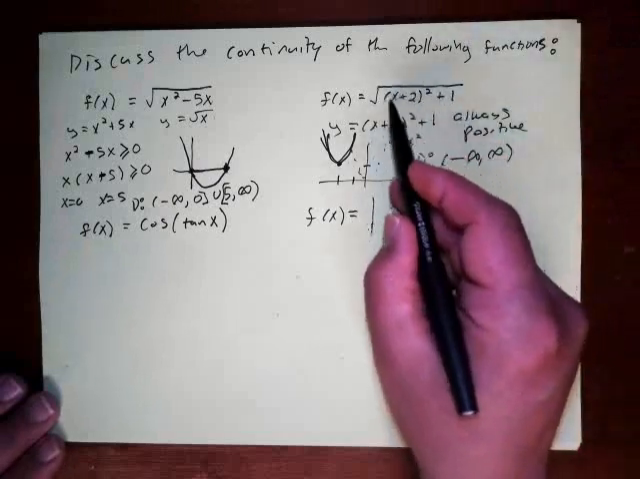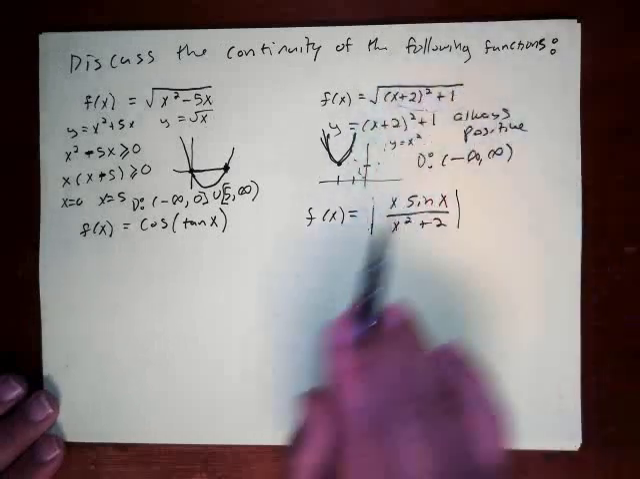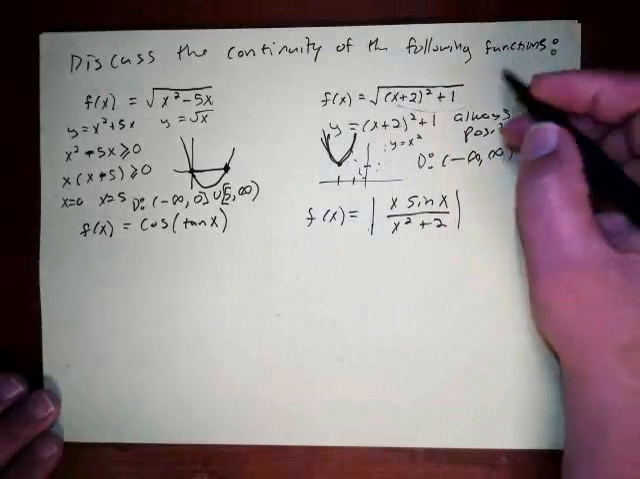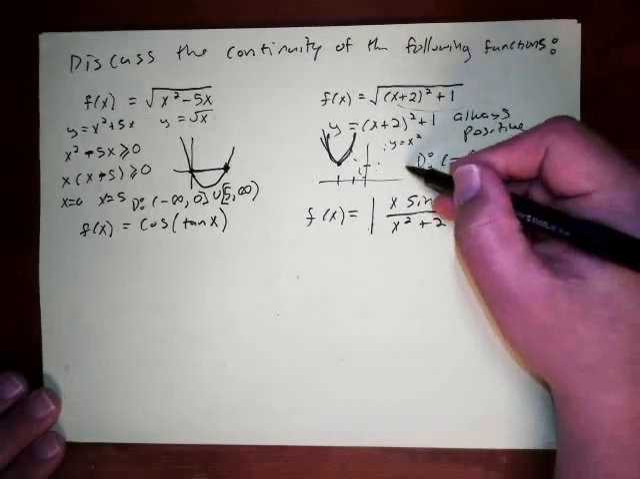Okay, because it's the root of this function. This function is continuous at every point, and the square root is continuous when this is positive. And so this is basically continuous at every point, okay, in its domain.